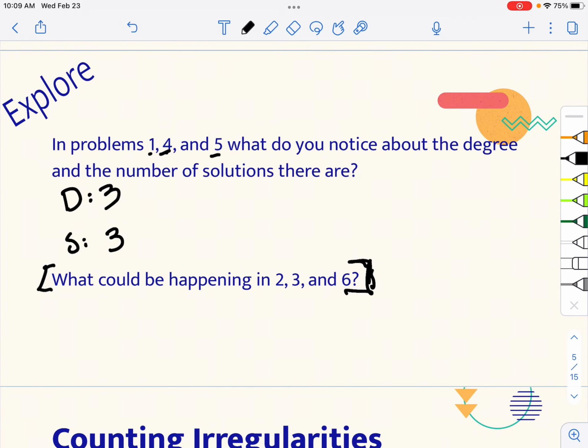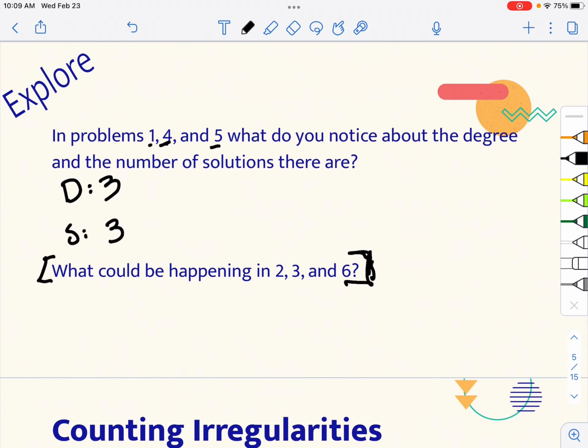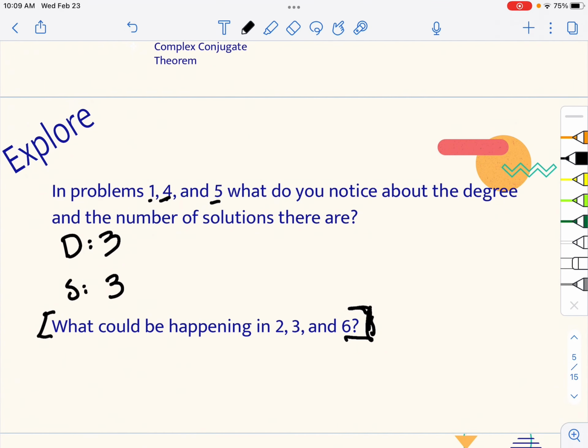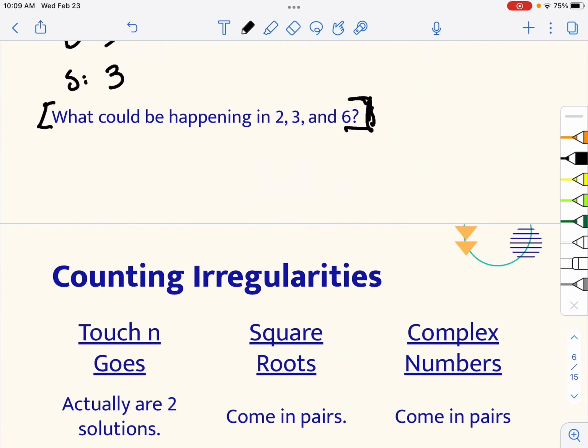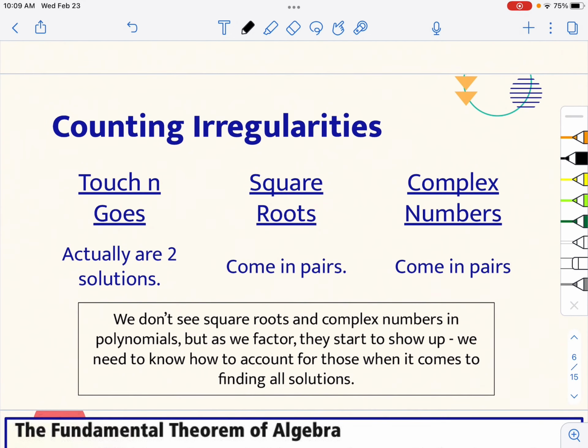That's a big part of what we're looking at in this lesson, that there are a couple of, I call them counting tricks, or counting irregularities that make it so that maybe at first it doesn't look like our degree matches our number of solutions, but if we count a certain way, then our degree will always match our number of solutions. So here are the 3 counting irregularities. I shouldn't have used this word because I can't really say it, but that's okay.